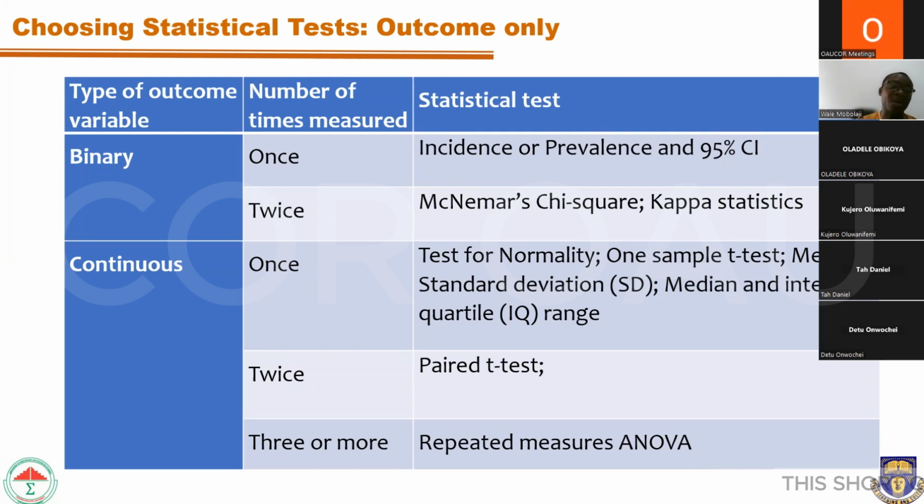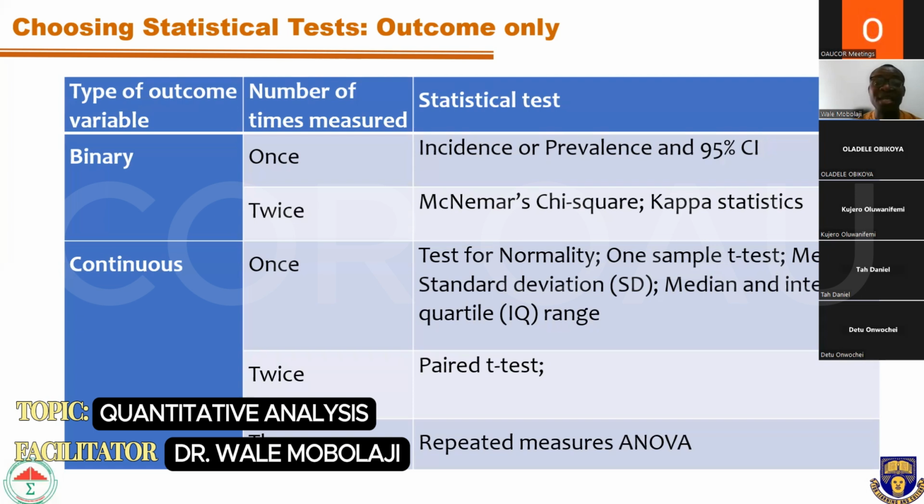Now, coming to continuous response variable, if it is measured once, well, you could do test of normality, that is just diagnostics in a way. Now, for you to do inferential statistics, you could do one sample t-test.